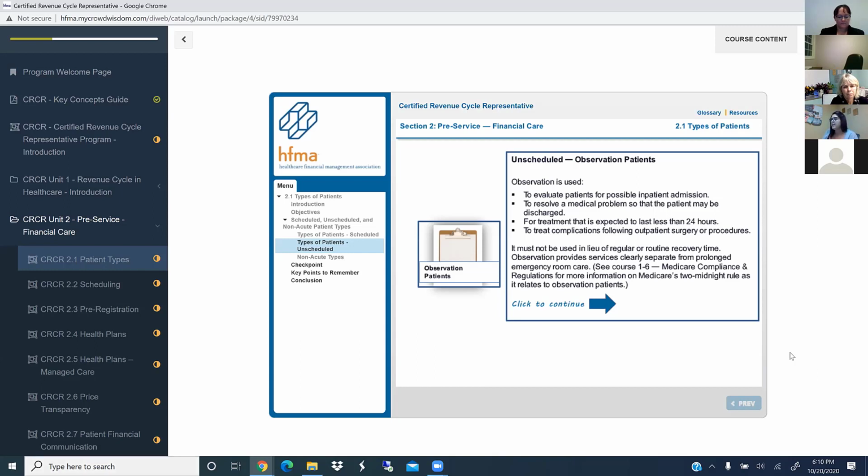And observation status is not appropriate as a substitute for inpatient admission or for continuous monitoring, and for medically stable patients who need testing or outpatient procedures. And it can't be used for patients waiting for a nursing home placement, or for the convenience of the patient, the family, physician, or hospital, and routine preparation for procedures or routine recovery from another service.